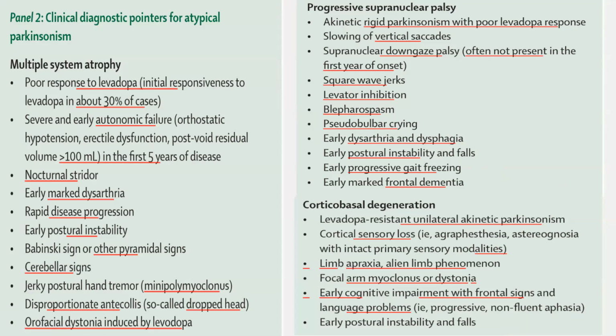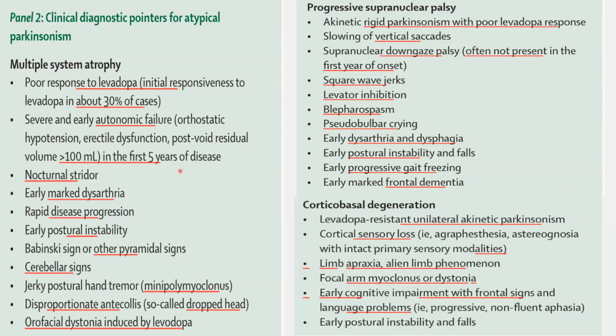So clinical features, as I told earlier, we'll briefly see the other features also. In multiple system atrophy, patient will not have good response to levodopa. Only in 30% of the cases, patient will have benefit. And patient will have severe autonomic dysfunction in the form of orthostatic hypotension, erectile dysfunction, post-void residual urine in the first 5 years of the disease.